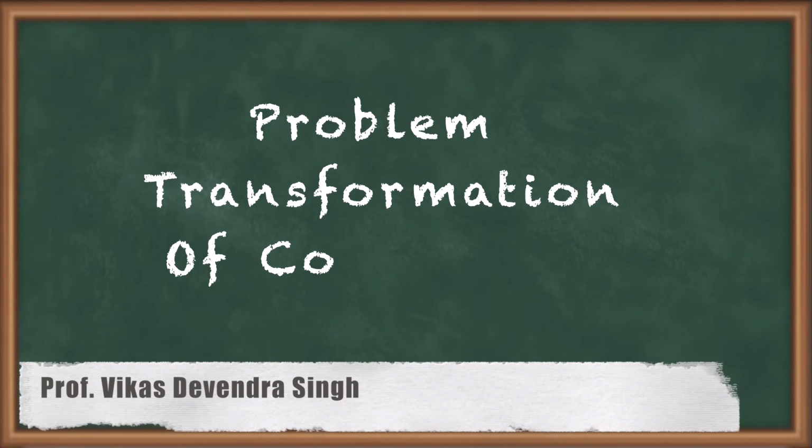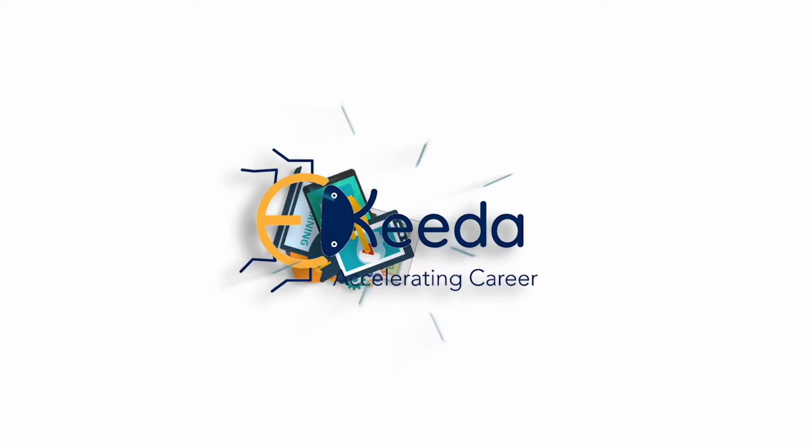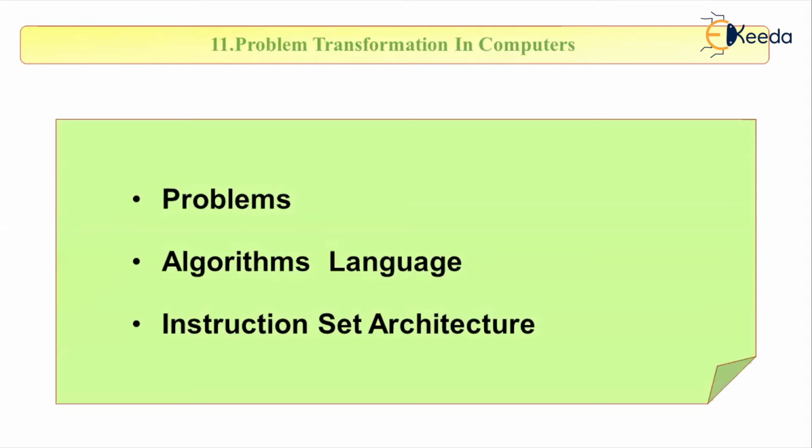Now, what are the different problem transformations in a computer? It has been divided mainly into three parts. One is called the problem, the second one is called the algorithm, and the third one is called the instruction set architecture. Now let us consider the first one.